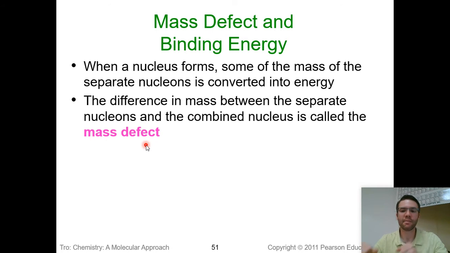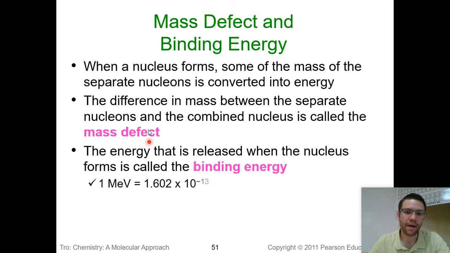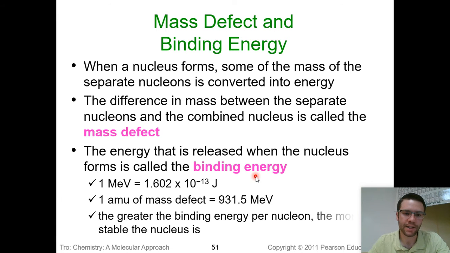In other words, if you take the mass of those two individually, a proton and a neutron, by themselves before they're bound, add it up, and then add up the mass after they're bound, you're going to find that the mass is less when they're bound together in a nucleus. And that amount of energy is called the binding energy.